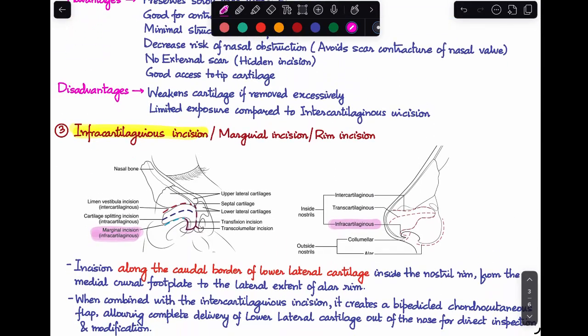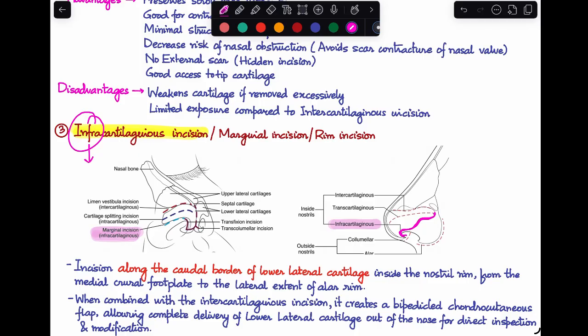Next, we come to the infracartilaginous incision. Infra means below. If you look at the image over here, we are giving this incision below the alar cartilage. Therefore, this is known as the infracartilaginous incision.